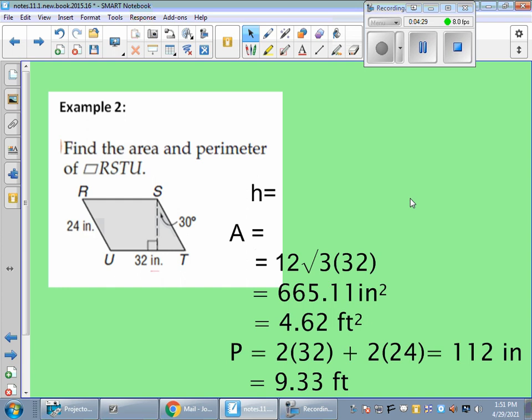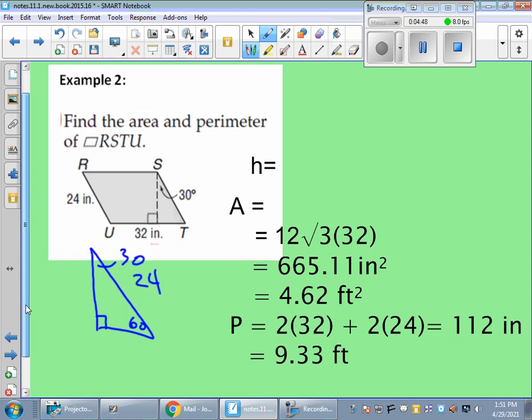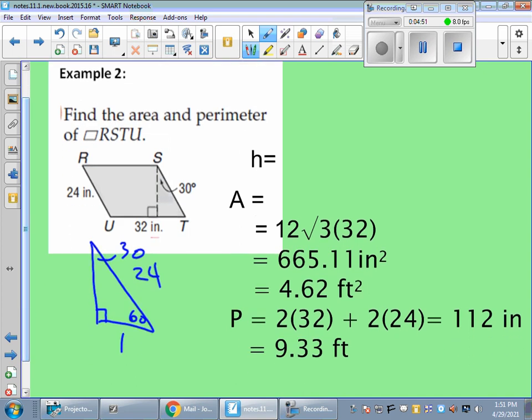So again, you have to remember this is a 30, 60, 90. If we look at this triangle right here, this is 30, this is 60, you have your 90, and they give you that this is 24. Well, what is that? That's a hypotenuse. How do you go from hypotenuse to short leg? You divide that by 2. That makes this 12. How do you go from short leg to long leg? You times that by the square root of 3. So that's where those numbers are going to come in. So your height is 12 times the square root of 3.